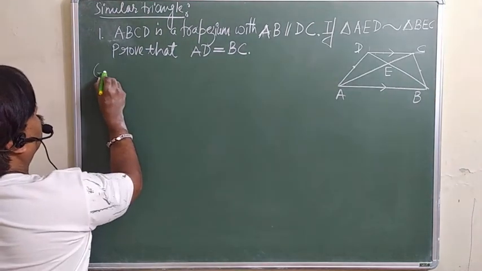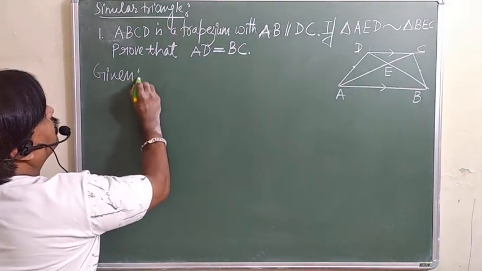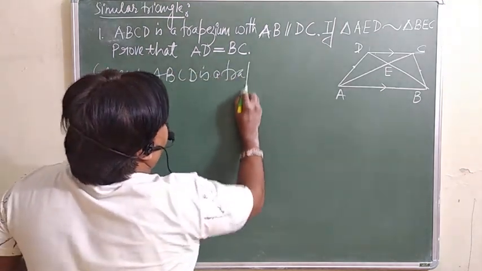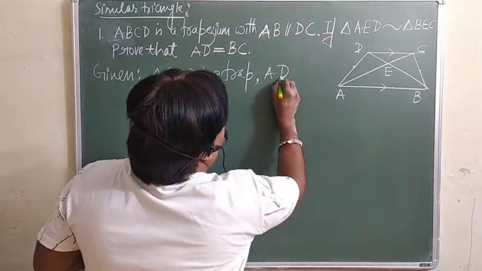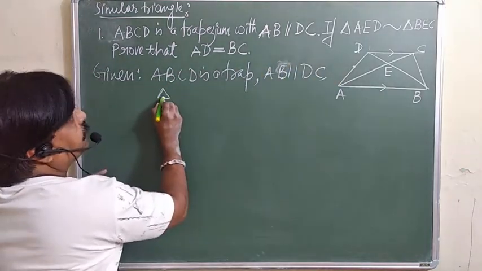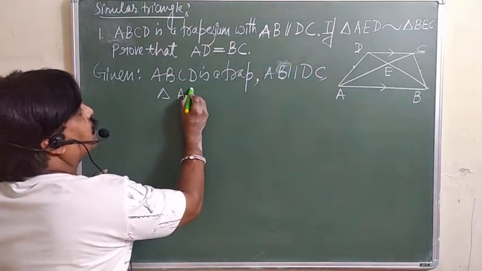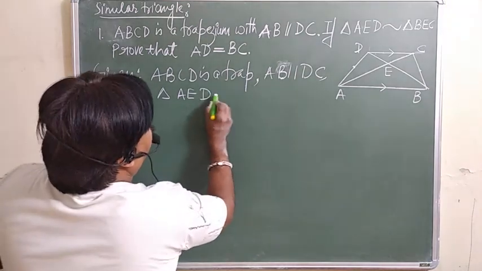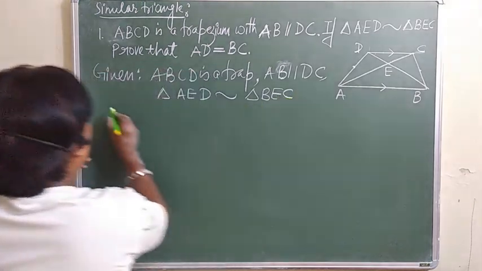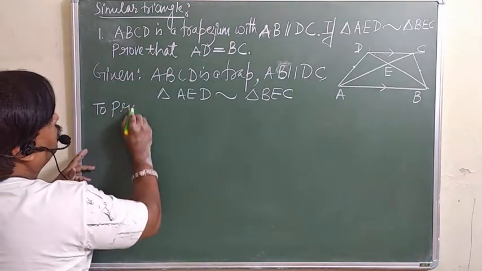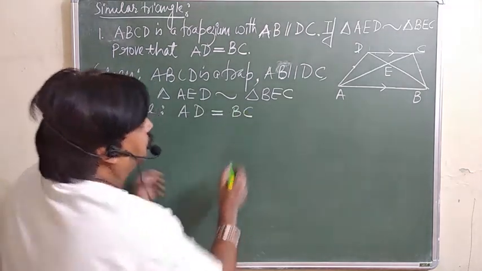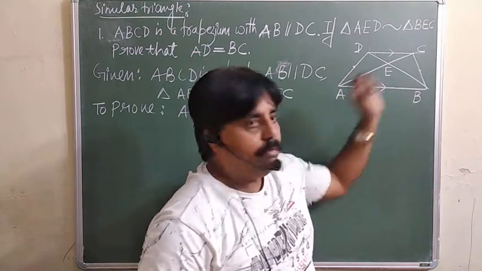So in the proof, we are supposed to write down, first of all, the given. Given: ABCD is a trapezium. You must write down this, and it is given that AB is parallel to DC. Another piece of information: triangle AED is similar to triangle BEC. This is also given. We want to prove that AD is equal to BC.